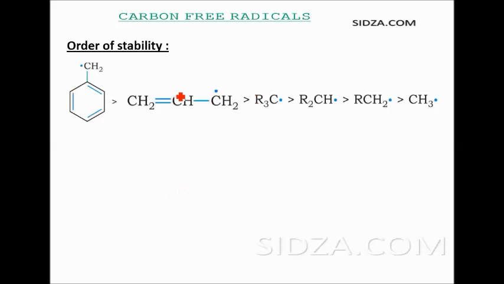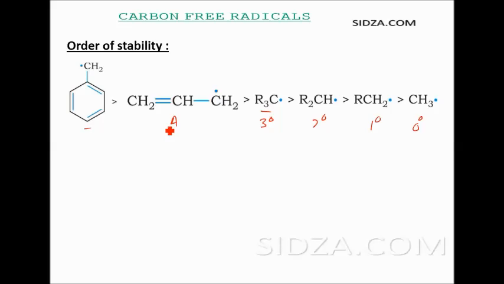So overall, we can say that benzyl free radicals are more stable than allyl, and then the alkyl ones. Among the alkyls, this is tertiary, then secondary, this is the primary, and this is the methyl free radical, or you can say 0 degree. Benzyl is more stable because it is an aromatic compound, you attach a ring, more resonance is there, so that is why it is more stable than the allyls.